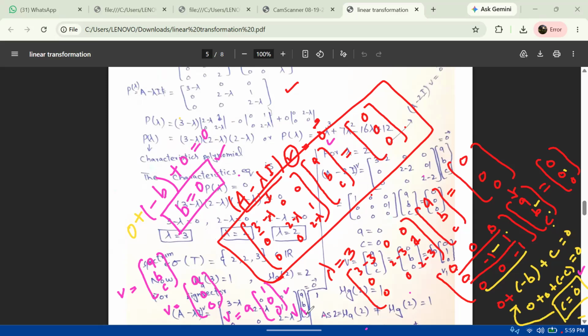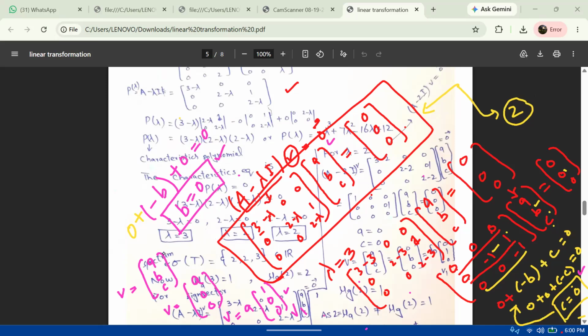In a similar way, you are putting the 2 in this one. I am going to show this with yellow color. You put 2 in this system. You get another two eigenvectors, and these vectors correspond to the eigenvalue lambda equal to 2. So I am going to find the eigenvector for lambda equal to 2 now.